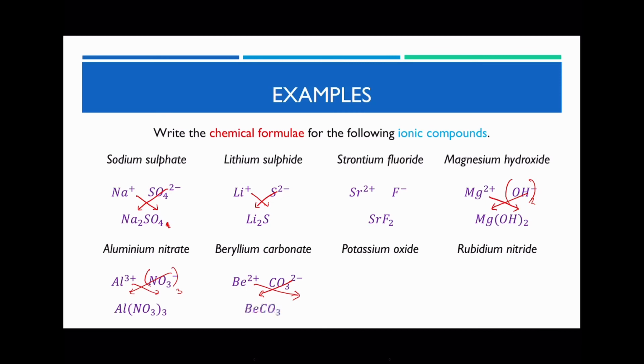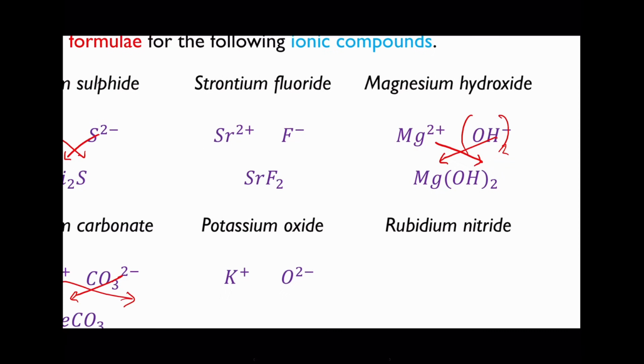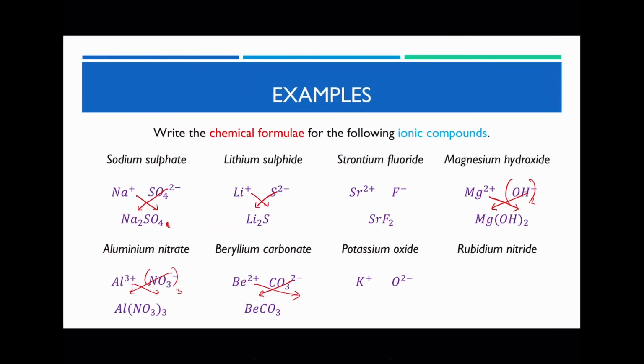Potassium oxide, so that's K+ and O2-. Again, follow the crisscross method over here. So therefore, this now becomes K2O. Rubidium and nitrite. So rubidium is Rb+, nitrite is N3-. Again, follow the crisscross. This becomes Rb3N.